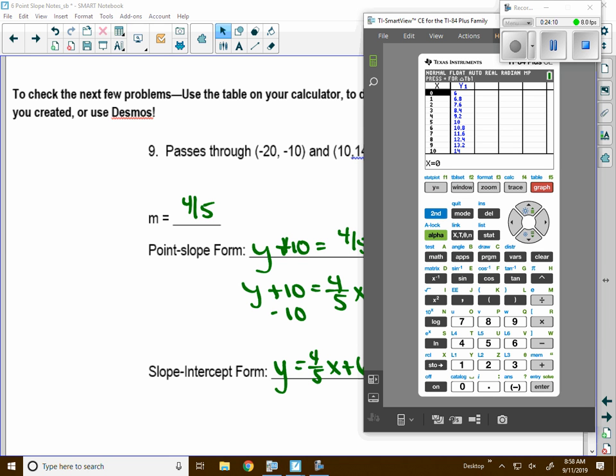Now, it says in the directions, check to make sure that the points that you have are actually in that table. So we're looking for where X is -20. So we're going to use our arrow to go up to -20. It doesn't work. You press the second graph and then it's on the table. All right, you should see -20, -10 there. Then you can scroll down and check +10, which is 14. So that should work out.